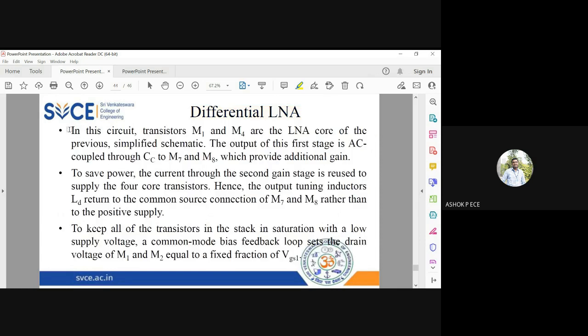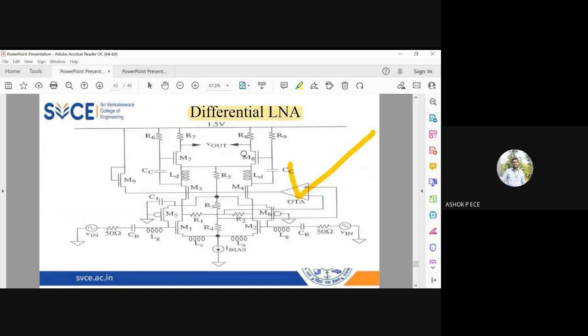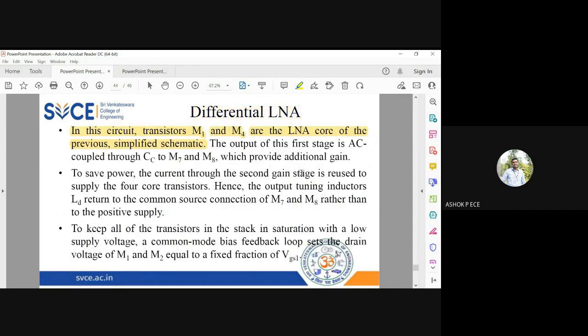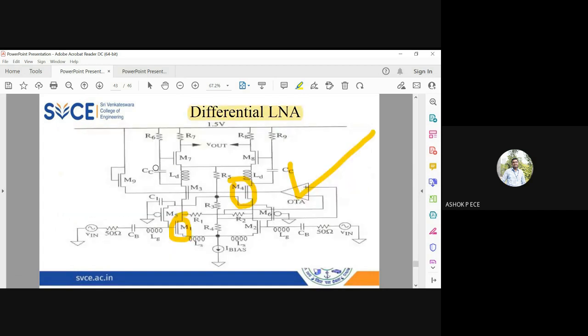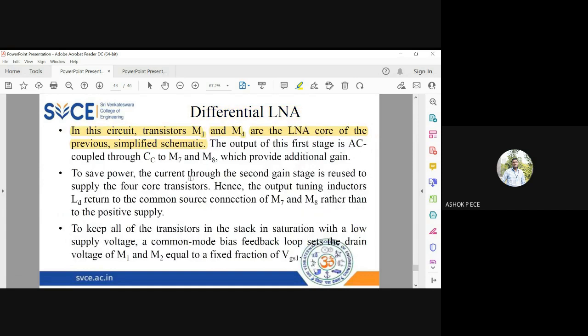So we have M1 and M4 as the core transistors. Where are M1 and M4? You can see here. M1 and M4 are the core transistors for your LNA. The output of the first stage is AC coupled to M7 and M8. So for the first stage, I take the output from M7, and V2 is going to be the output from M8. And to save power, the current through the second stage is reused to supply the four core transistors.